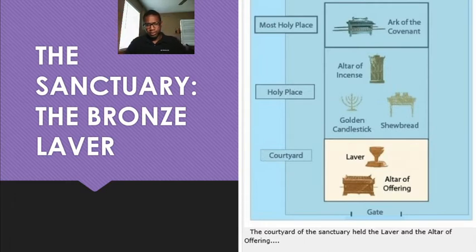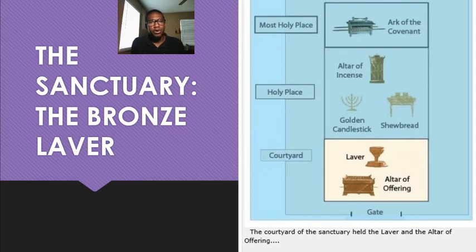From that picture, we see that the sanctuary has three parts: the courtyard, or outer court, the holy place, and the most holy place. Right now we are in the outer court. Both pieces of furniture in the outer court are made of bronze. The altar of offering or sacrifice is overlaid with bronze, and the laver is actually called the bronze laver, so we know it's made of bronze. Now we are on the second part, the laver, and we're going to see what it is.